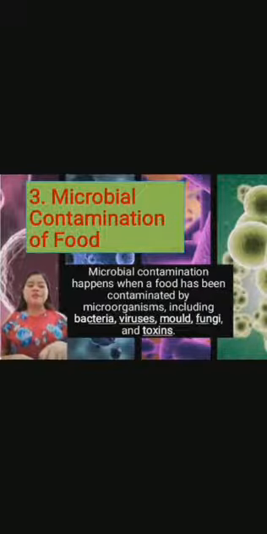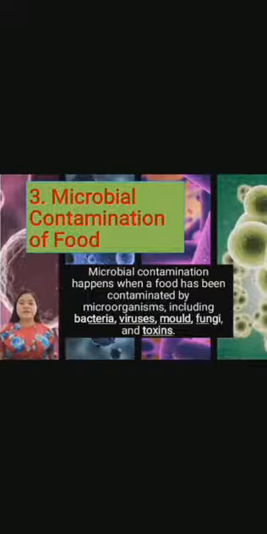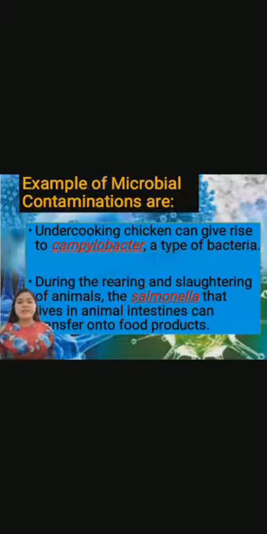When you say microbial, it is an organism of microscopic size which may exist in its single-celled form. Microbial contamination happens when a food has been contaminated by microorganisms including bacteria, viruses, mold, fungi, and toxins. This can happen through various means. For example, undercooked chicken can give rise to Campylobacter. It is a genus of gram-negative bacteria that can infect the gastrointestinal tract and cause diarrhea, fever, and cramps to humans.